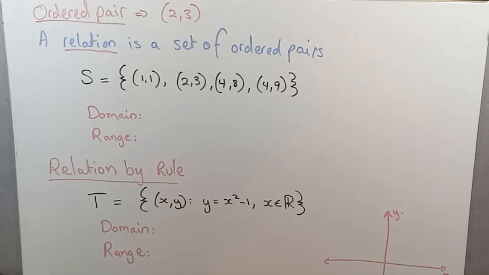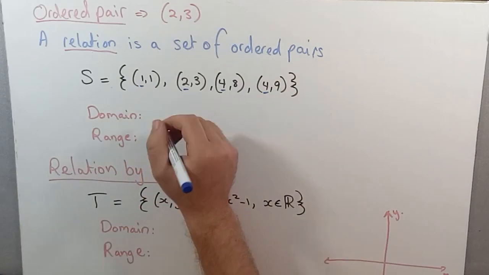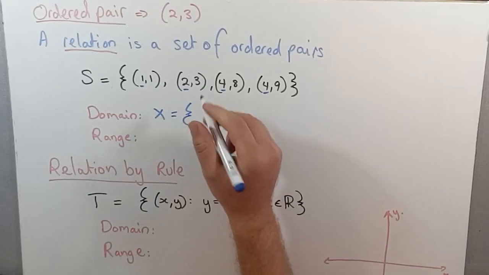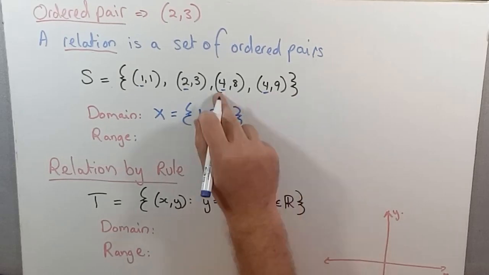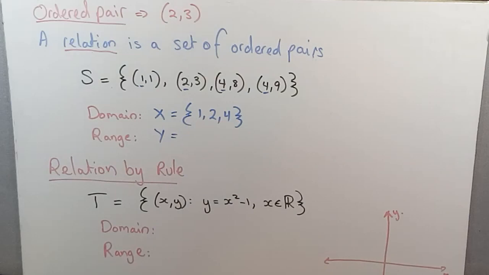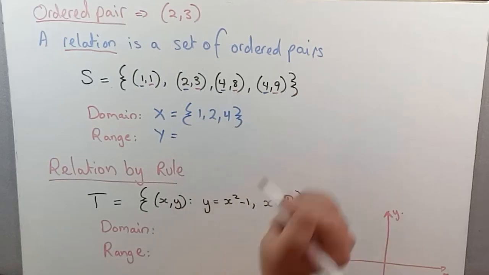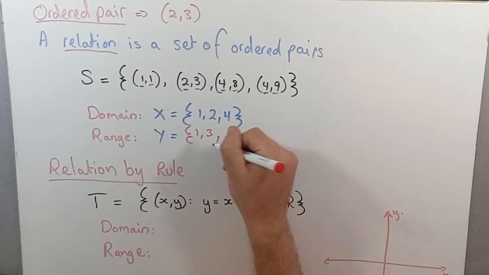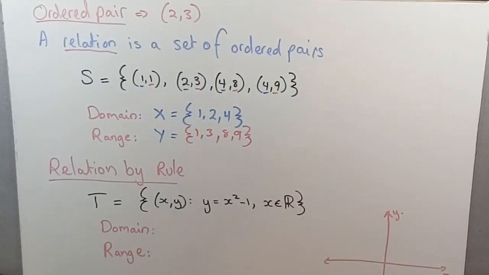Now the domain is just the set of the first values in each ordered pair. So we can call the domain X if we like. So that set is going to be 1, 2, 4, and that's it, because we've got 4 twice. And then the range is just the second number in the ordered pair. So for this, we've got 1, 3, 8, and 9. There we go. So that was really easy.